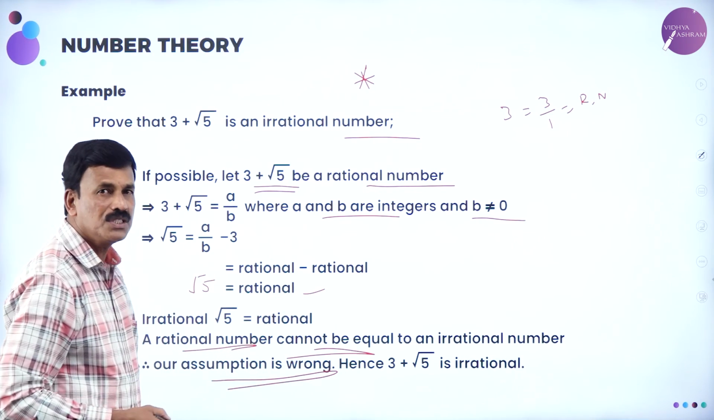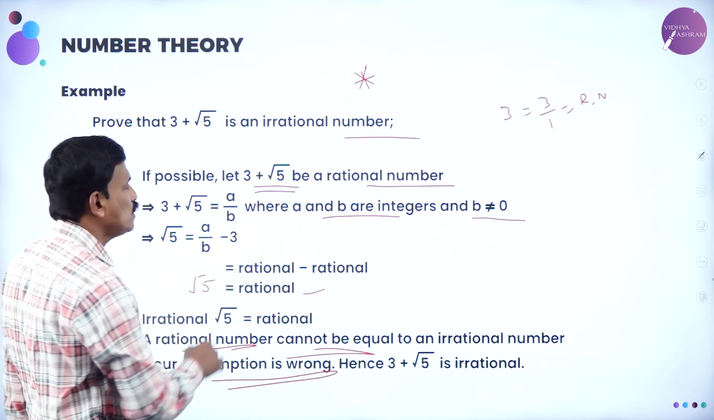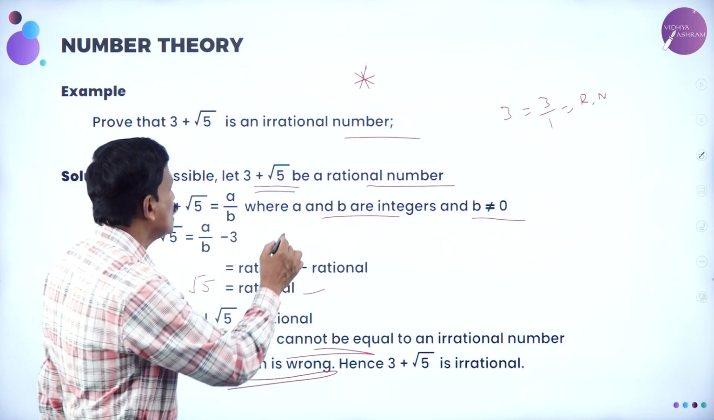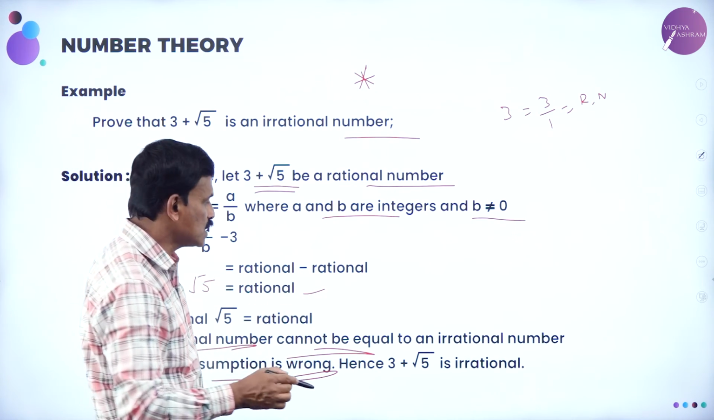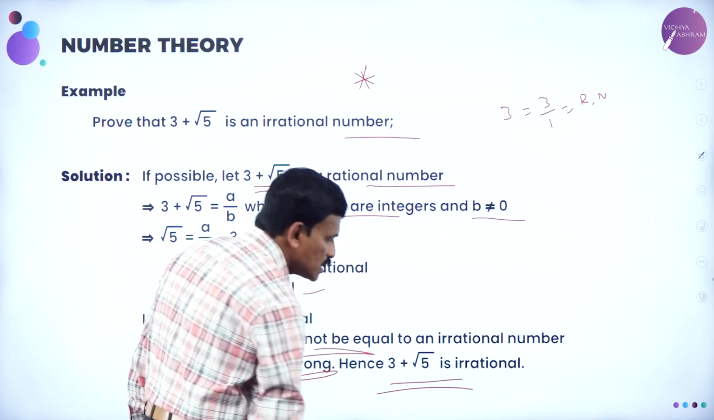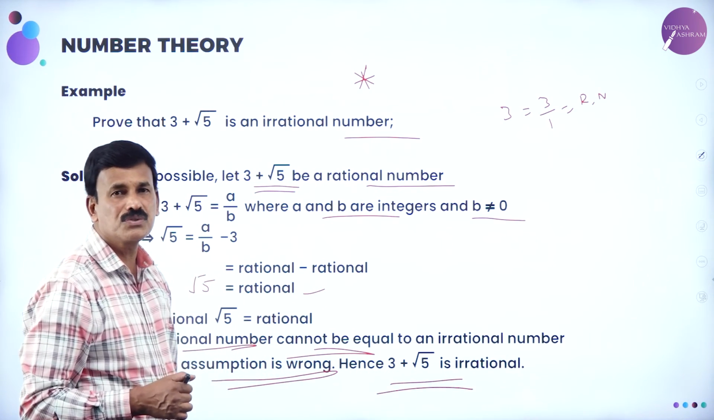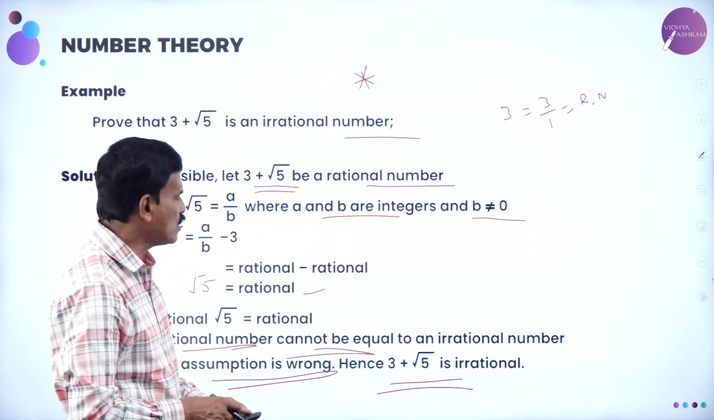Therefore, our assumption is wrong. That is, 3 plus root 5 is a rational number is wrong. Hence, it is not a rational number. Hence, it is an irrational number. 3 plus root 5 is an irrational number. See, very simple concept here.